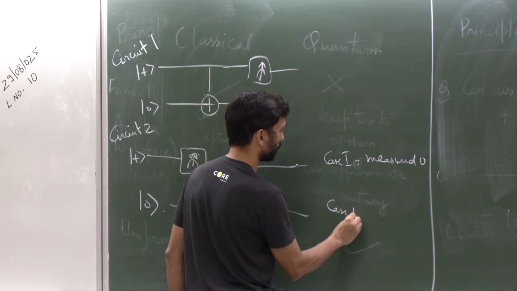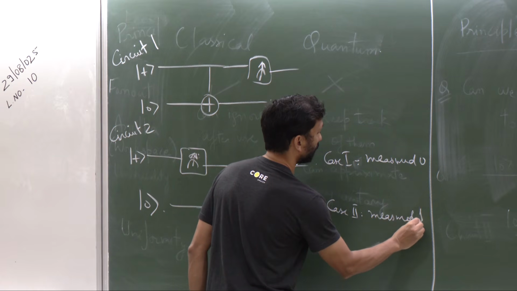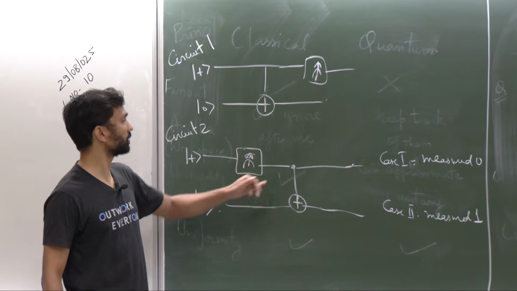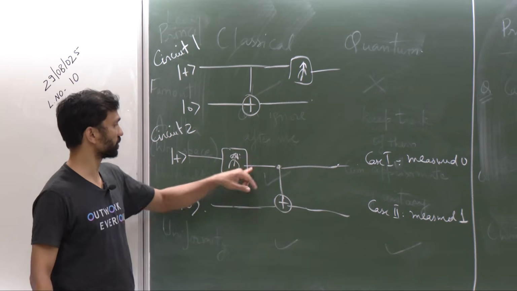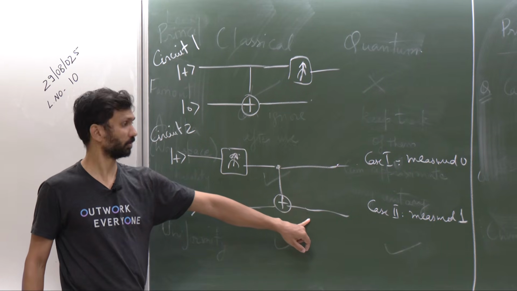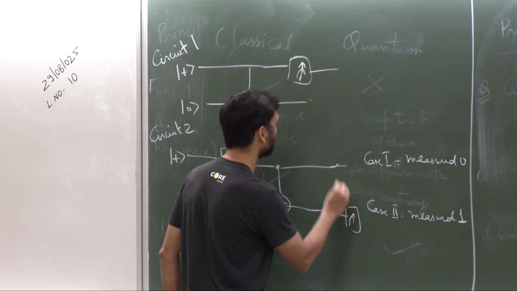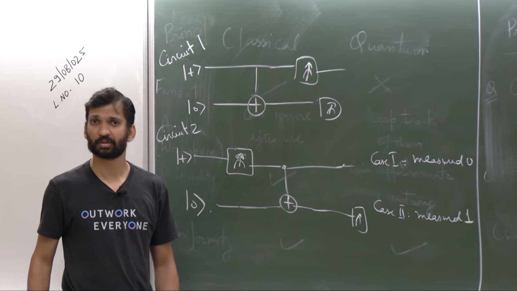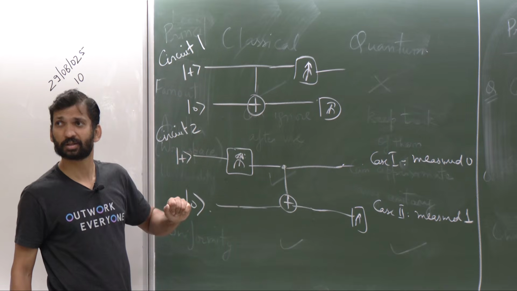measured 0, case 2, measured 1. Correct? And then I will say, oh, if I measured 0, this will stay 0. If I measured 1, this will flip to 1. Correct? And then let's say, I measure here. Correct? What happens in this circuit?